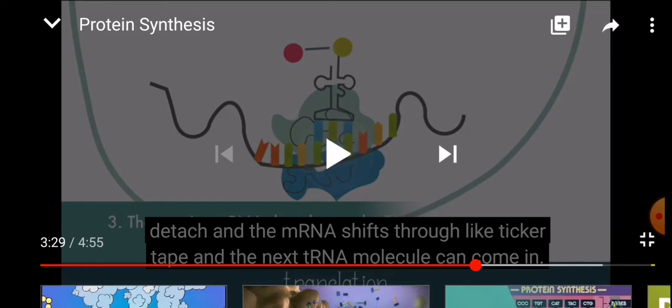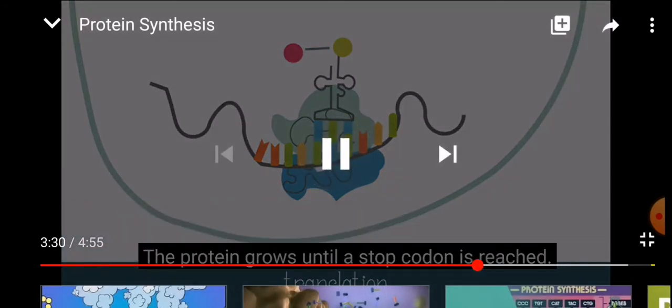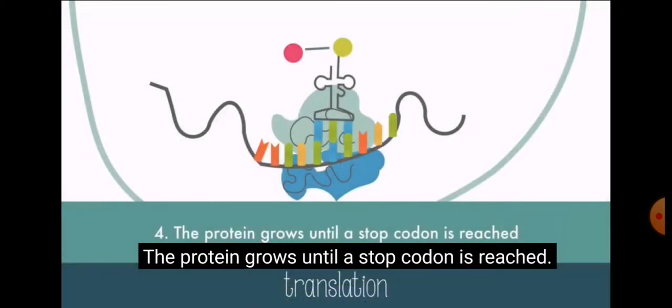So again, the next tRNA will come, join to the next 3 codes on the mRNA, and will supply another amino acid. Okay, so when one more amino acid comes, the first tRNA will leave and this amino acid will join with the second amino acid. That is how amino acids get joined together with the help of ribosome. The protein grows until a stop codon is reached.